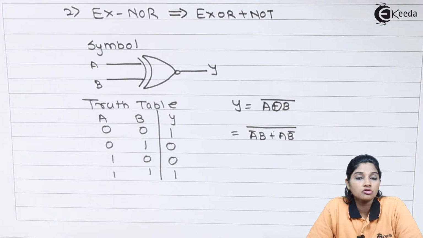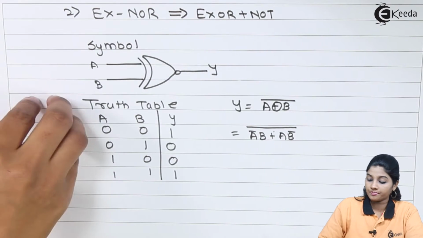So XOR and XNOR are considered as hybrid gates, whereas NAND and NOR are considered as universal gates, and NOT and OR gates are considered as basic gates. Now let's summarize all the gates together.